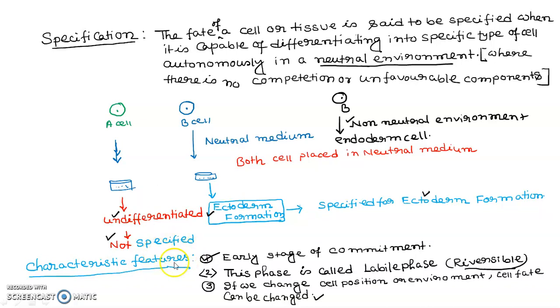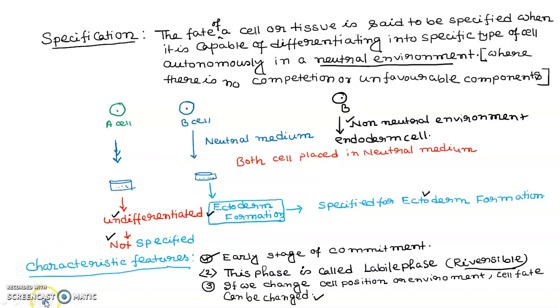Now you can see the characteristic features of specification. It is the early stage of commitment. Second, this phase is called the labile phase, and it is a reversible phase. If we change the cell position or environment, the cell fate can be changed. Suppose cell B in a neutral environment will produce ectoderm. It is specified for ectoderm formation. Now if we put cell B in a non-neutral environment, it will produce endodermal cells, right?